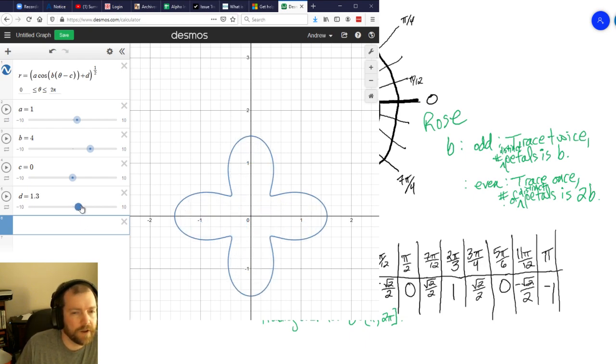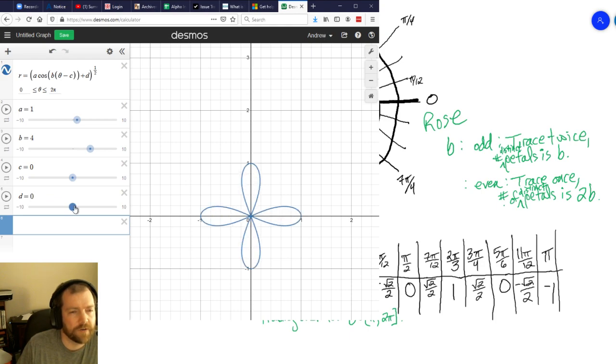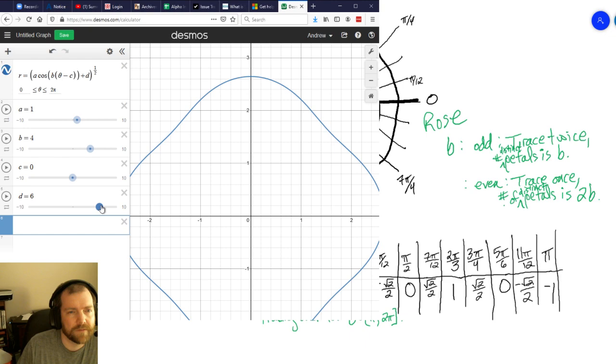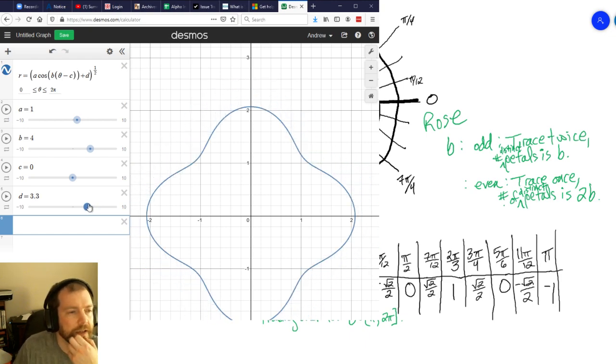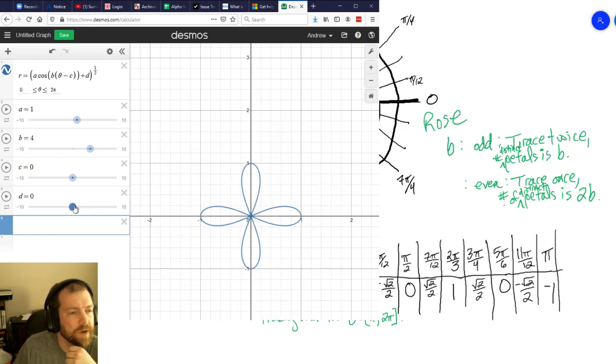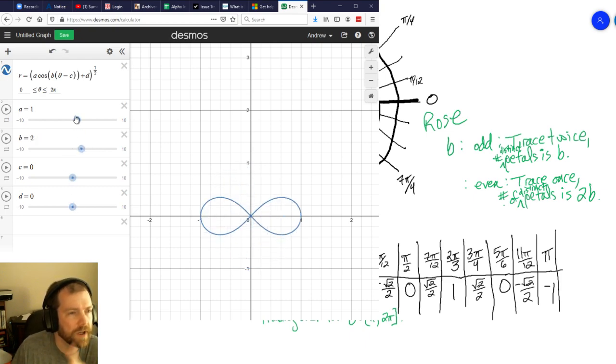All right, and then again, changing the d value is going to change the behavior of the overall thing. So when d was equal to 0, c was equal to 0, b was equal to 2, and a was equal to 1. This is r squared equals the cosine function, and that gets you the lemniscate. Again, infinity symbol.